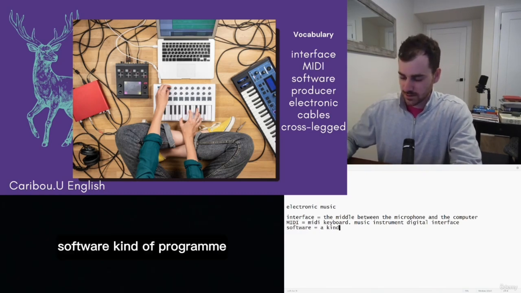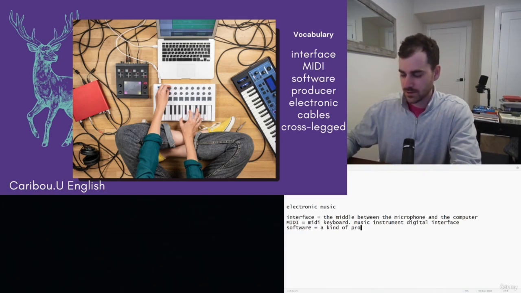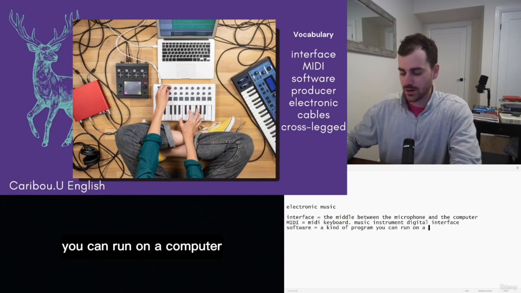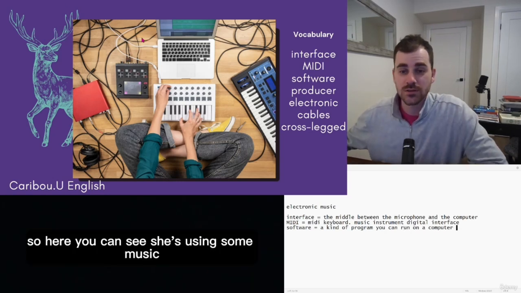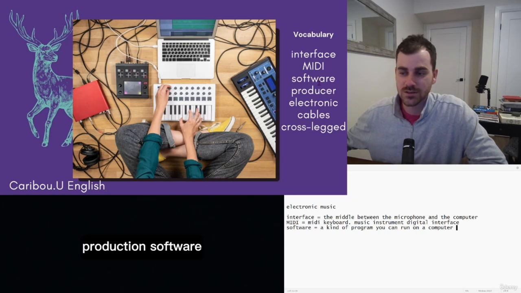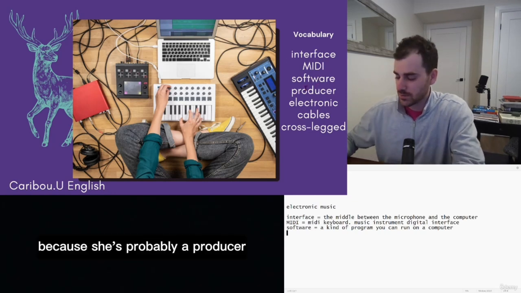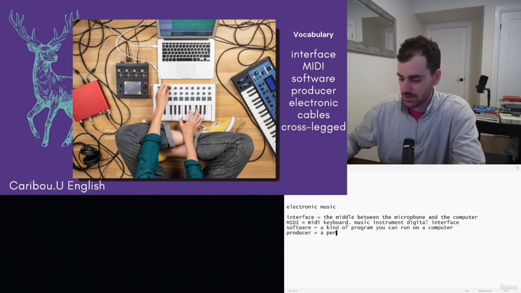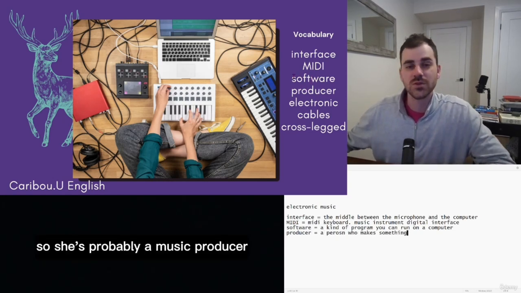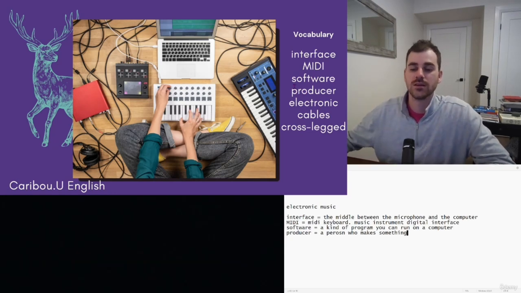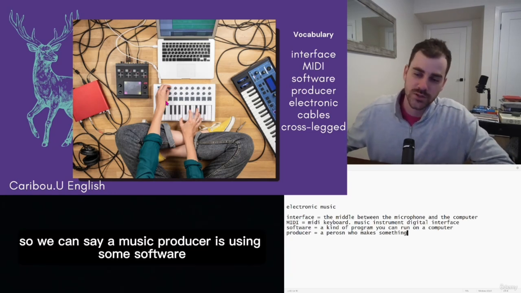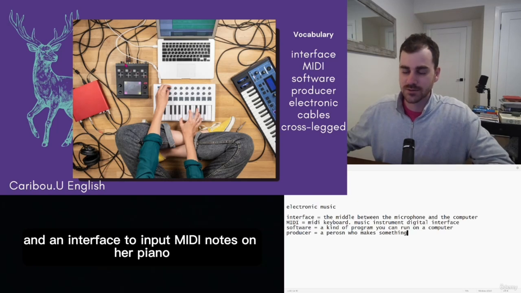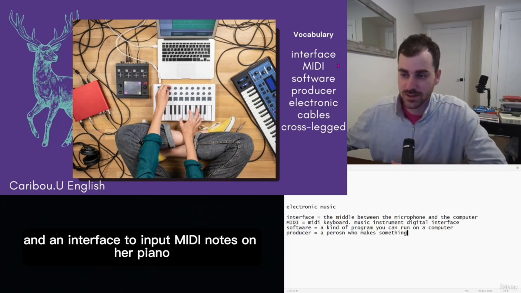Software, kind of program you can run on a computer. So here you can see she's using some music production software because she's probably a producer. So she's probably a music producer. So we can say a music producer is using some software and an interface to input MIDI notes on her piano.